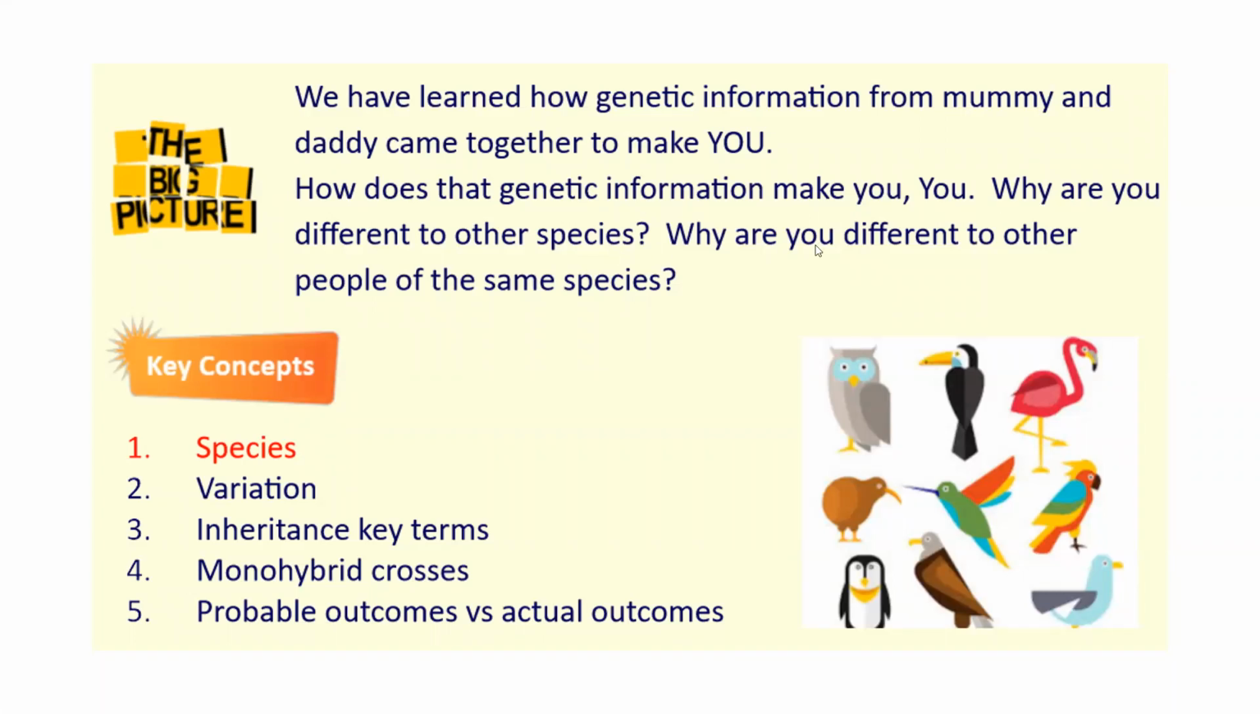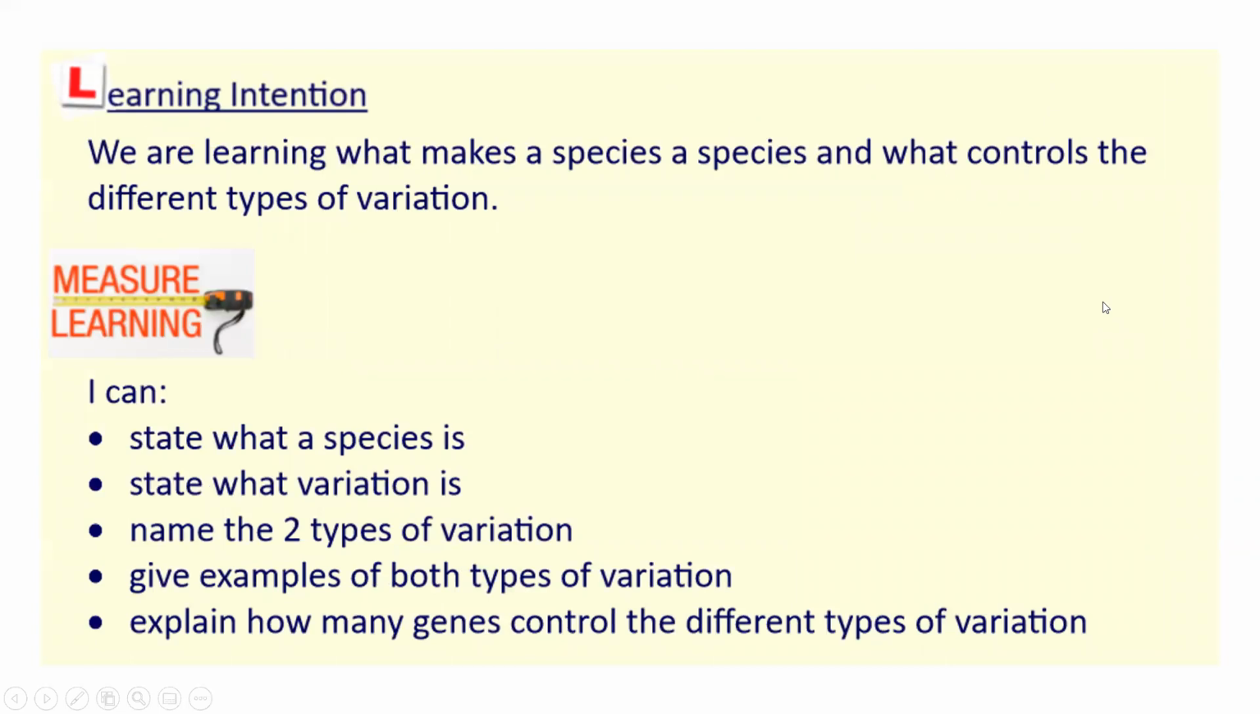All right, so in this video, we're going to look at what a species is, what we mean by the word variation, the two types of variation, examples of those types, and then a brief look at how genes control the different types of variation.